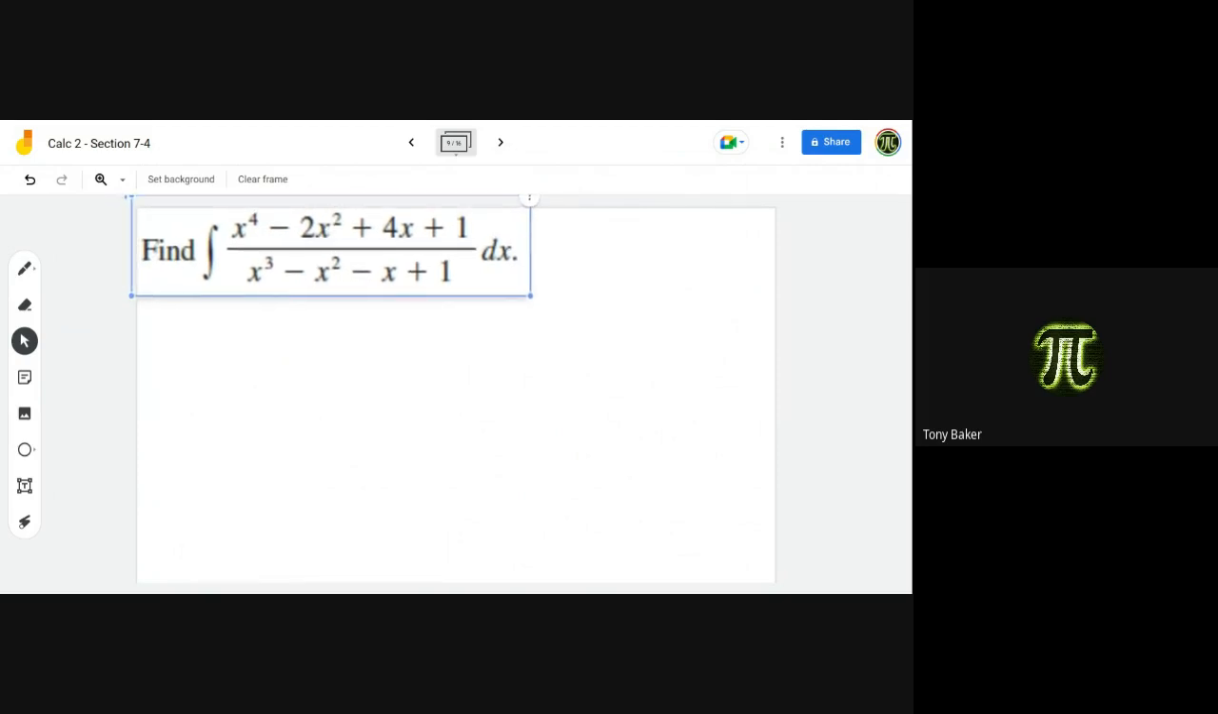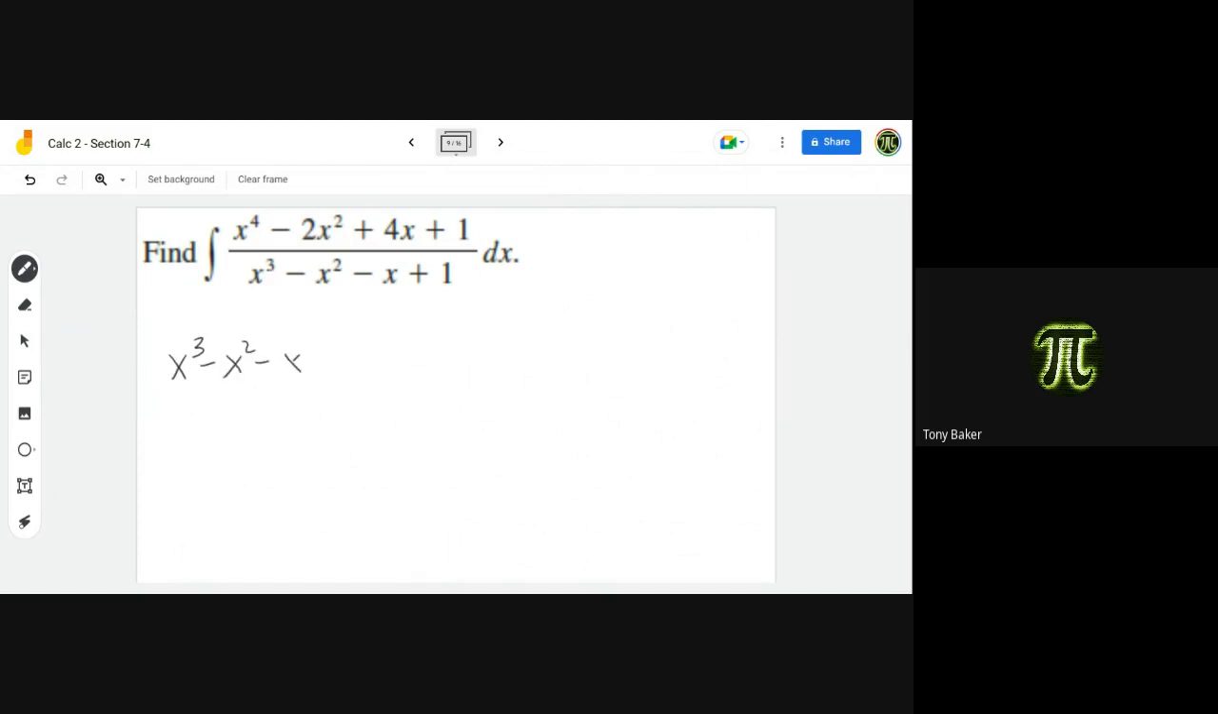So what's step one? Remember, if the denominator is smaller than the numerator in degrees, we have to do long division first. So x to the third minus x squared minus x plus 1 into x to the fourth plus 0x to the third minus 2x squared plus 4x plus 1.